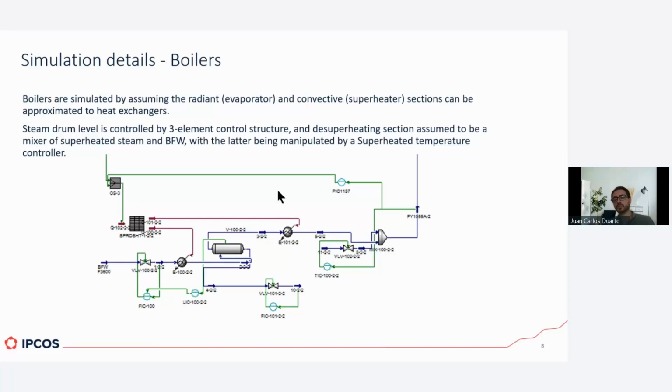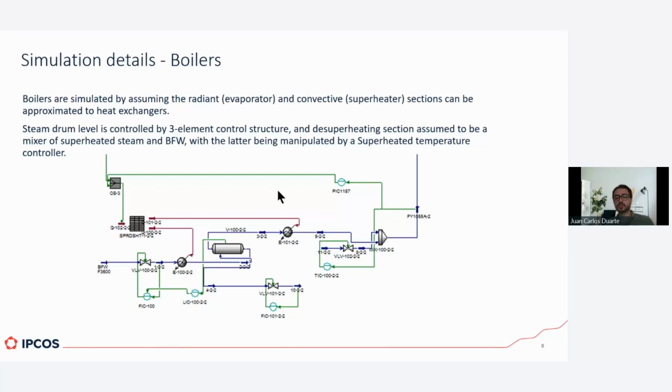It was a simple simulation in the sense that we just simulated heat exchangers, both the convection and the radiant section, but we did simulate very precisely the volumes, especially the volume of the steam drum, because that changes the dynamics of the boiler itself. And all the control strategies around that. You can see that we were simulating the level of the steam drum as a 3-element control.